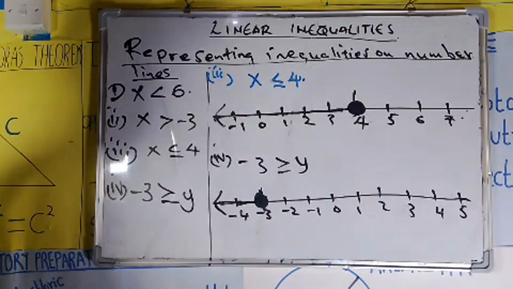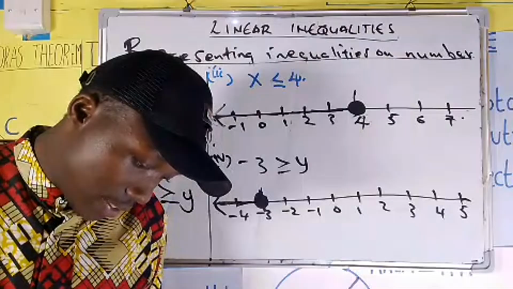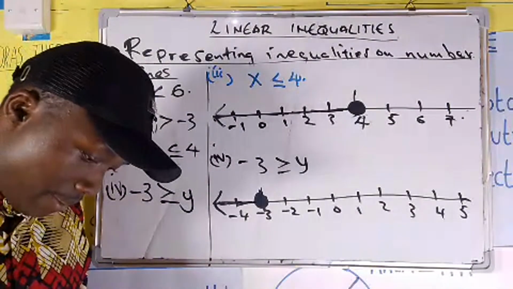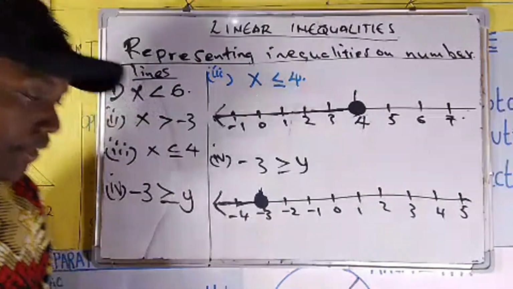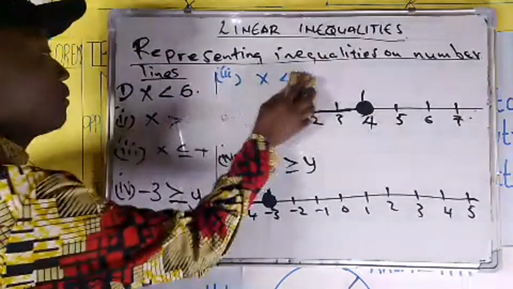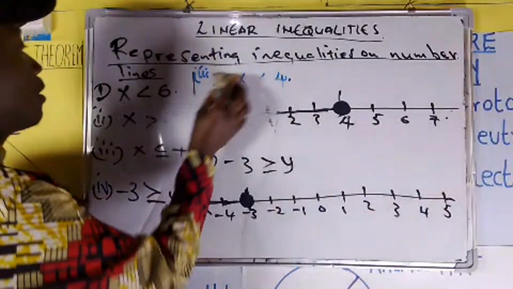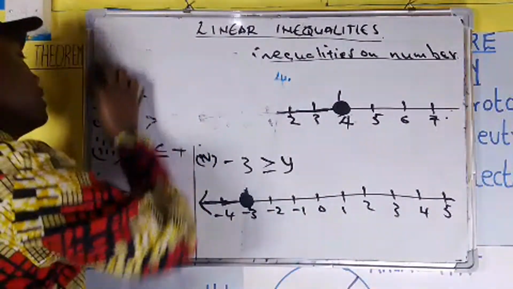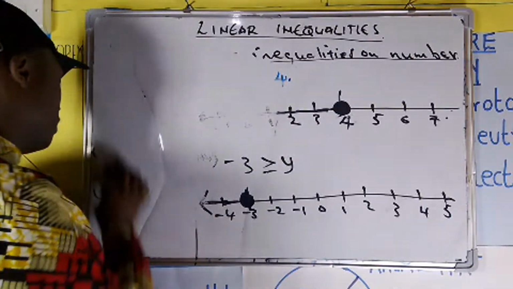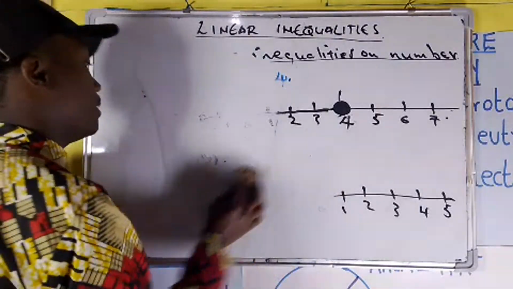Just like that. So that is how we represent inequalities on a number line. Let us check out compound statements. That was a simple statement. Now let us look for a compound statement.